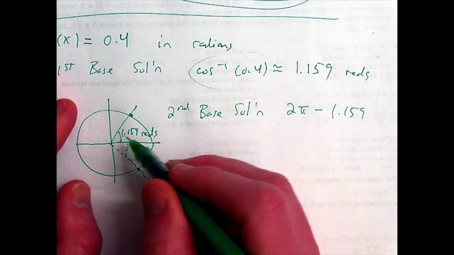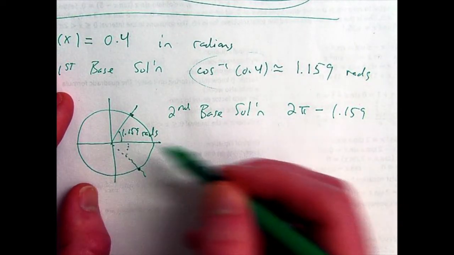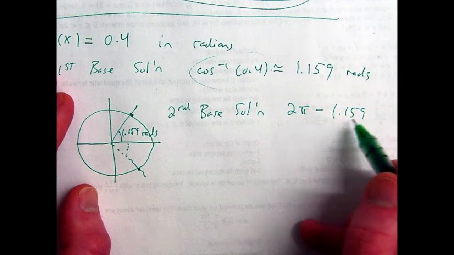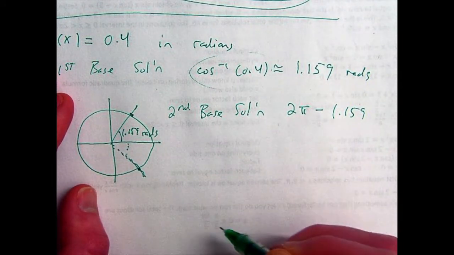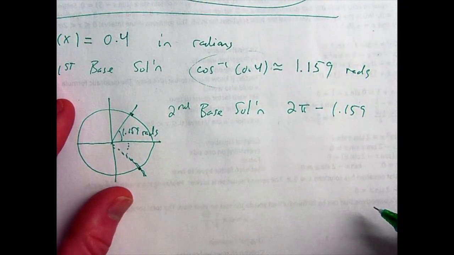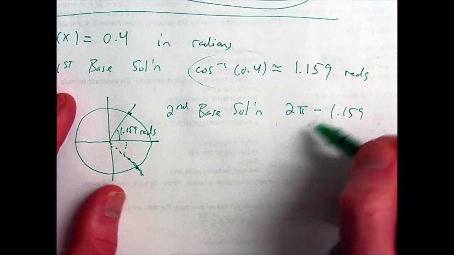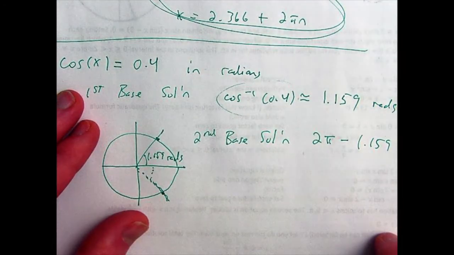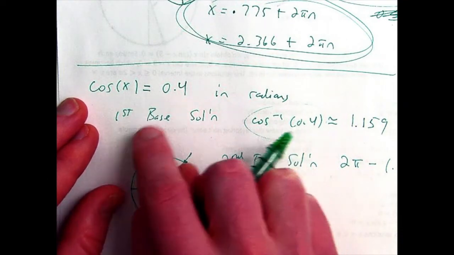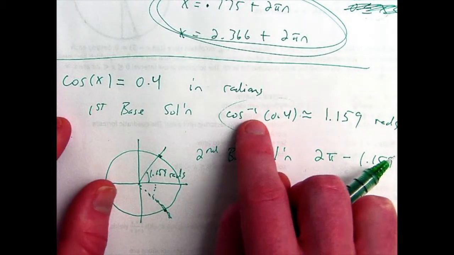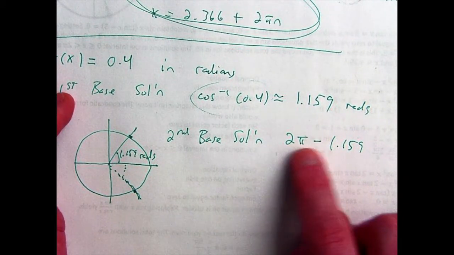So 2 pi, obviously, is a full rotation, right? So if I take that full rotation and subtract off this angle here, I'm going to be left with this guy, right? That's how you should represent this second base solution, okay? And that'll be true anytime you're working with cosine. Your first base solution will be given by the inverse cosine of whatever number you have here, and then the second base solution will be 2 pi minus the first one.